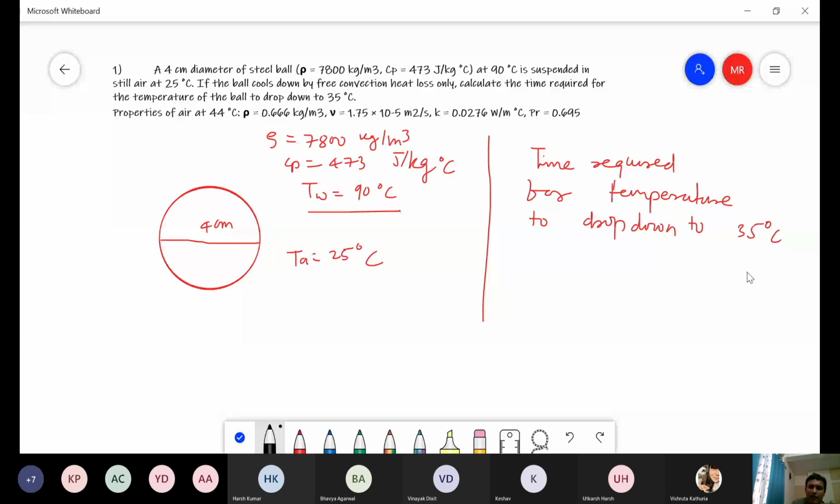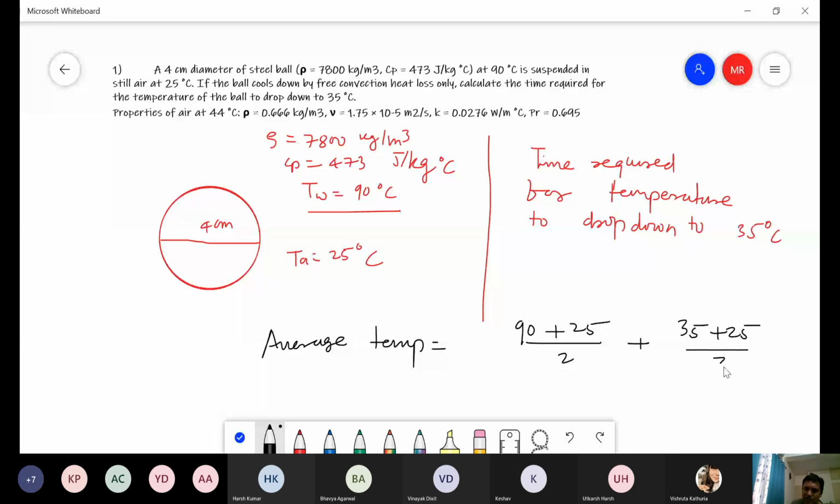So in this case, the average temperature is used at both the extremes. The average temperature is calculated here as (90 plus 25) by 2, that is one end. The other end is (35 plus 25) divided by 2, and the average of these two is used as the average temperature in this case. So that comes around 44 degrees Celsius.